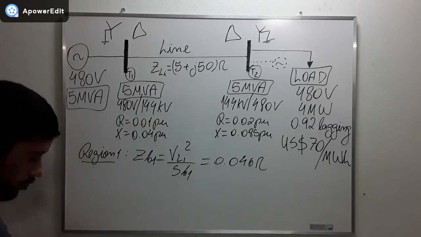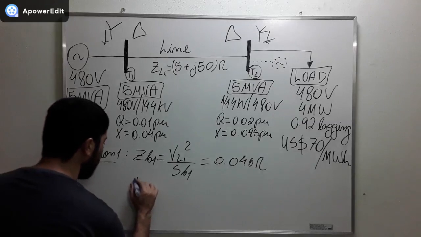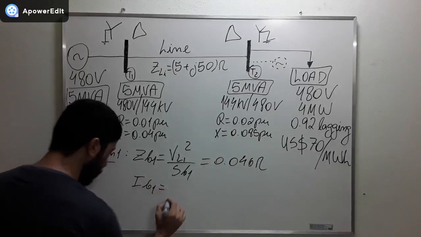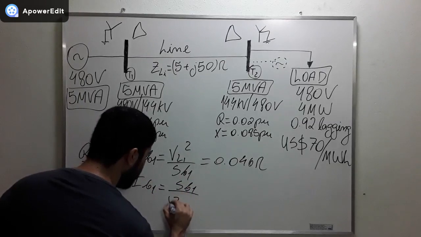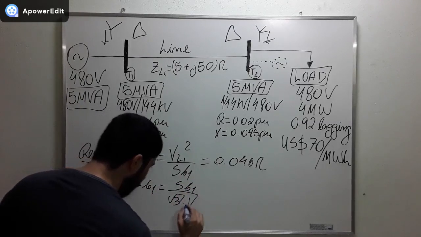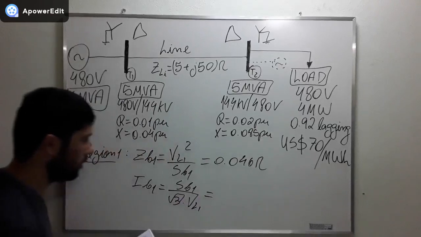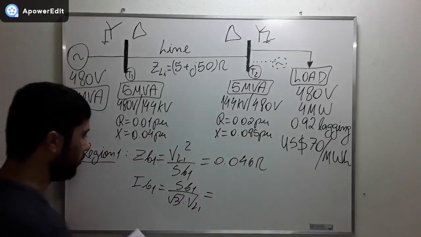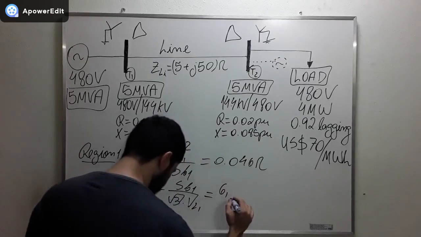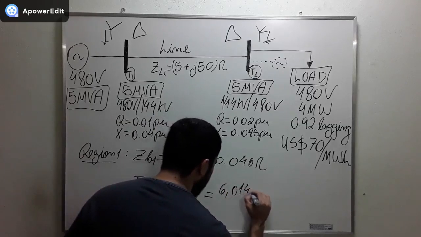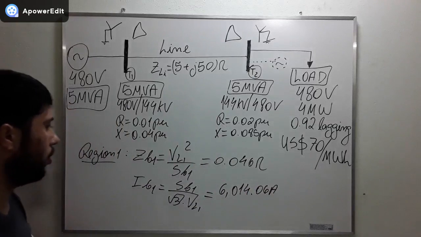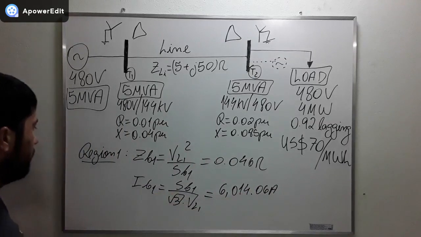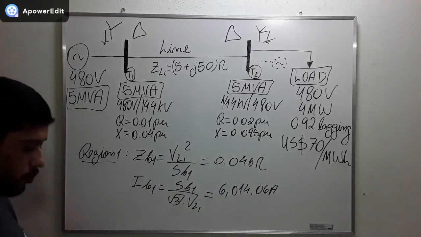Now we need to calculate the base value for the current, which is equal to SB1 divided by the square root of 3 times VL1. And if I'm not mistaken, the value is 6014.06 amperes. So save these values for me. These are the base values for region 1.